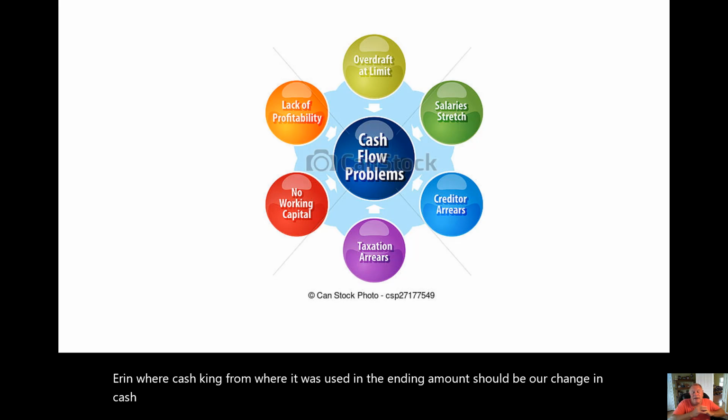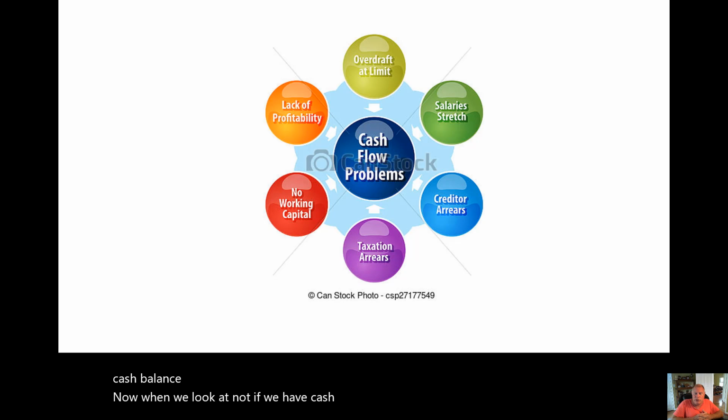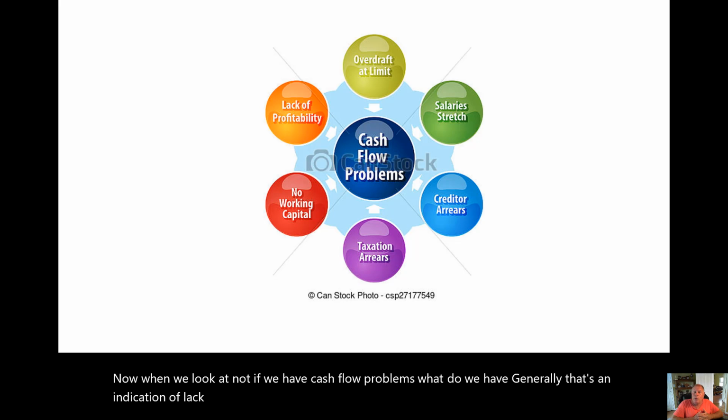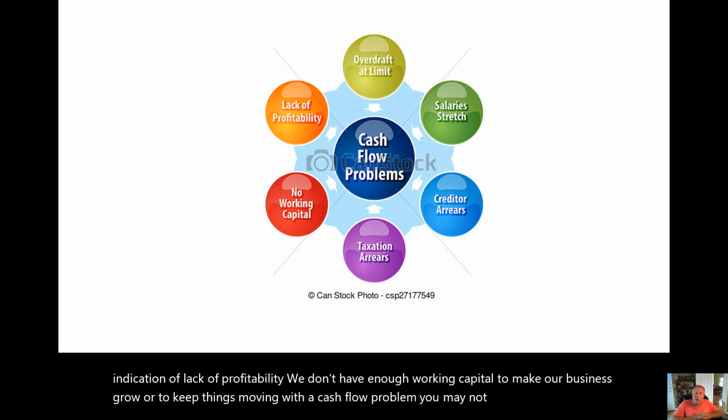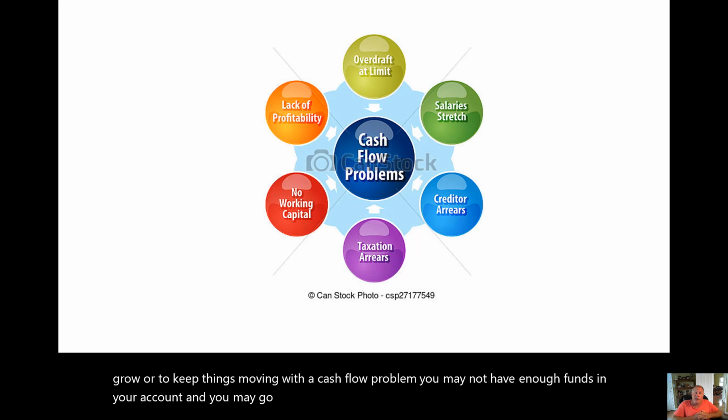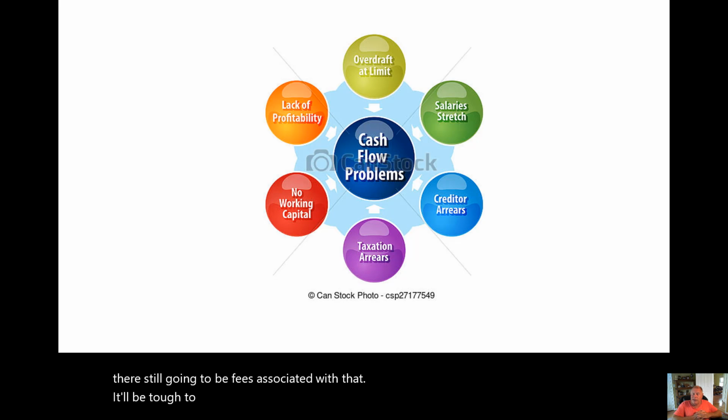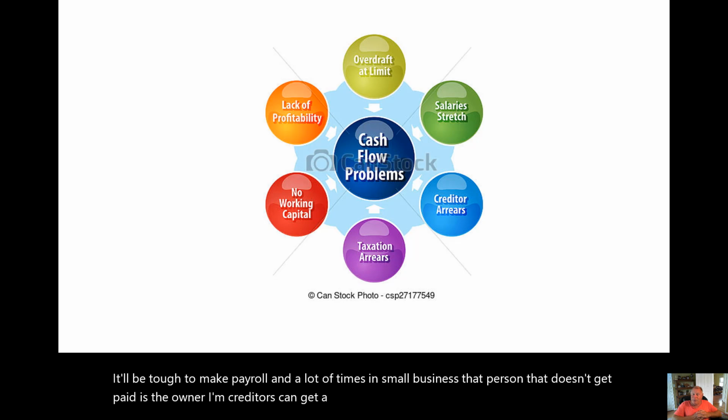Now, if we have cash flow problems, what do we have? Well, generally that's an indication of lack of profitability. We don't have enough working capital to make our business grow or to keep things moving. With a cash flow problem, you may not have enough funds in your account and you may go overdraft. And if the bank pays it, they may. But if not, there's still going to be fees associated with that. It'll be tough to make payroll. And a lot of times in small business, the person that doesn't get paid is the owner. Creditors can get a little angry if you don't pay them.